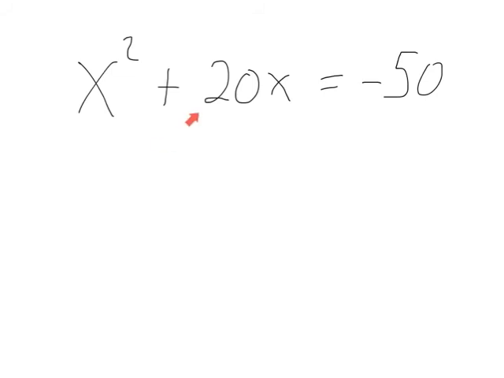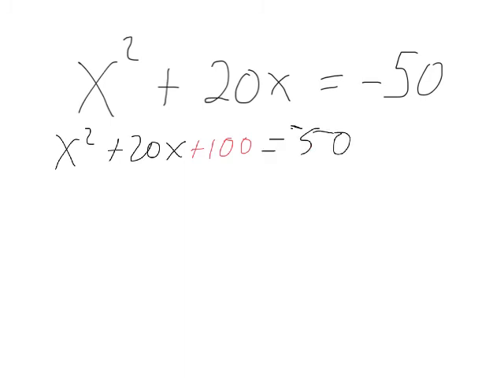I will take half of 20, which is 10, square it, which is 100, and add it to both sides. So I will do that right here. x squared plus 20x plus 100, and that's going to equal negative 50, if I forgot that negative, I'd be very sad, plus 100. And now I can factor this side here and call that x plus 10 quantity squared, and it's going to equal negative 50 plus 100, which is 50.